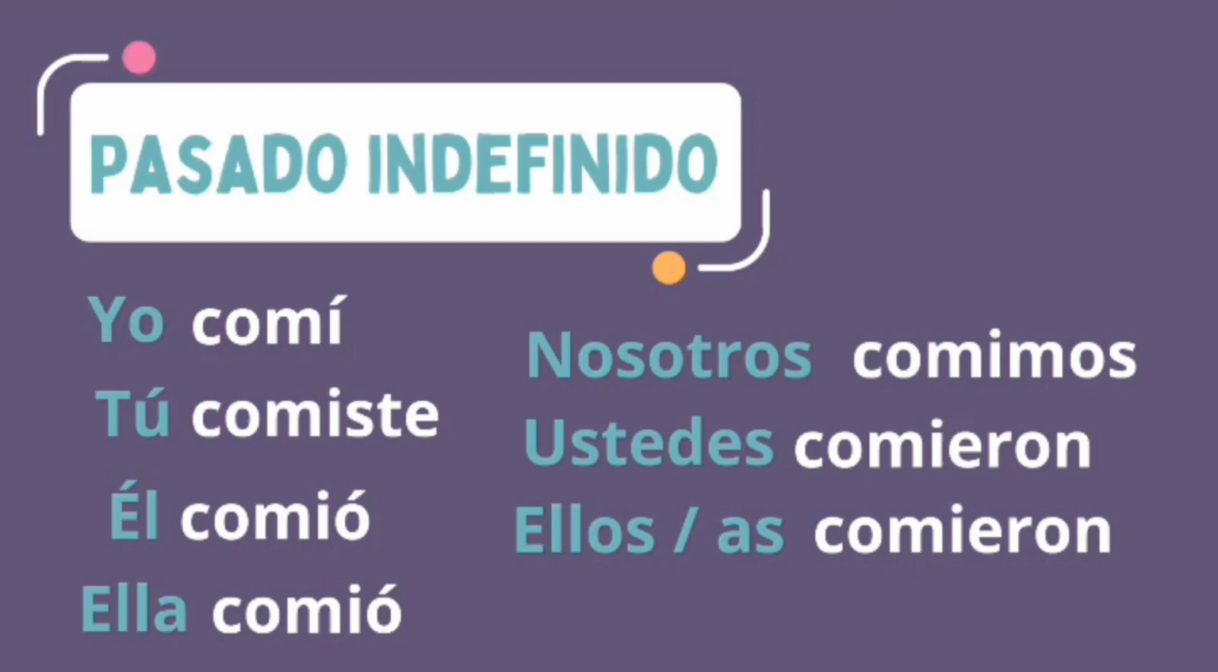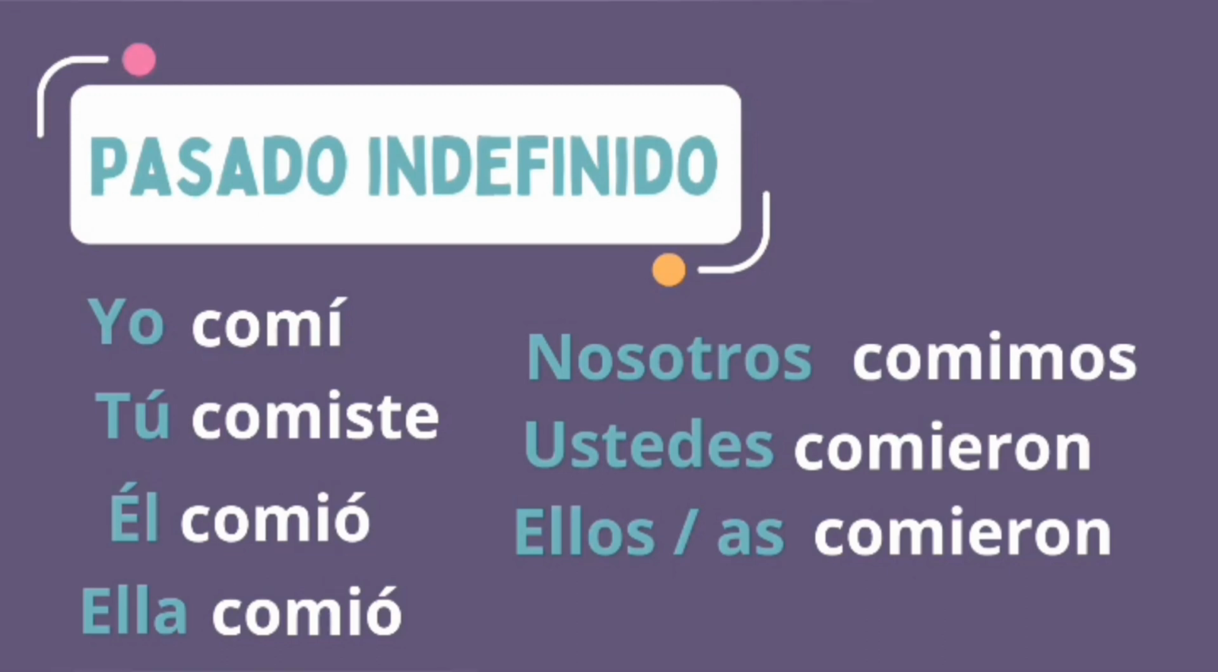If you want to say he ate, then in the indefinite past in Spanish you have to say él comió. Él comió. To say she ate, you have to say ella comió. To say we ate, you have to say nosotros comimos. To say you ate, in the plural form, you have to say ustedes comieron. Ustedes comieron in Spanish.